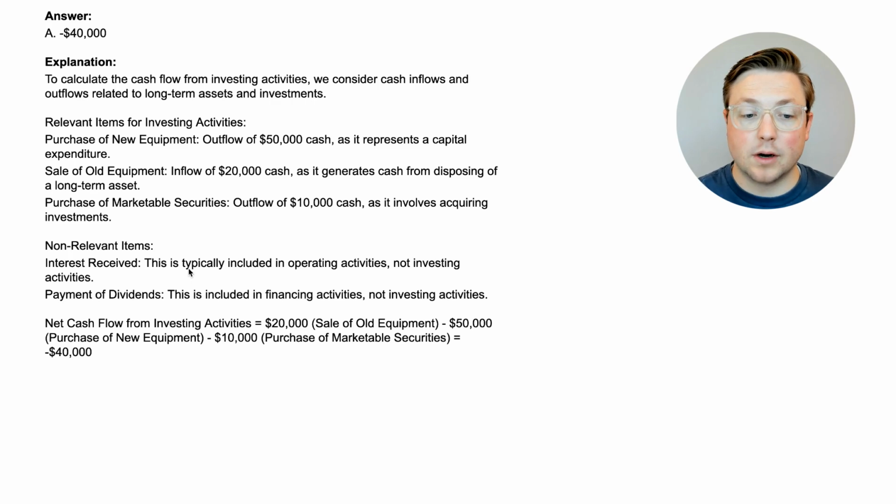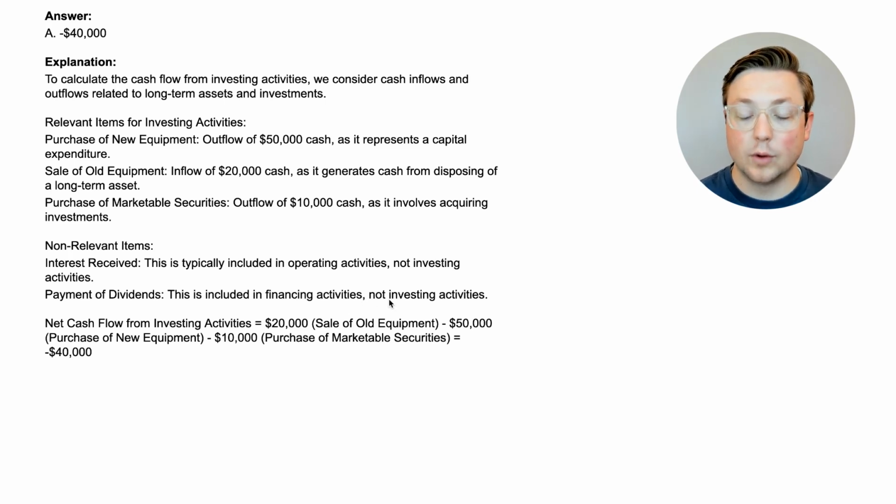The non-relevant items are the interest received. And again, that's part of operating activities, but typically that's included in net income. So if you're doing the indirect method, that's already included in net income, so you don't need to make an adjustment. But again, you also don't need to make an adjustment here in investing activities because it has to do with operating. The payment of dividends, that's a financing activity that we're going to talk about when we get to the financing questions.